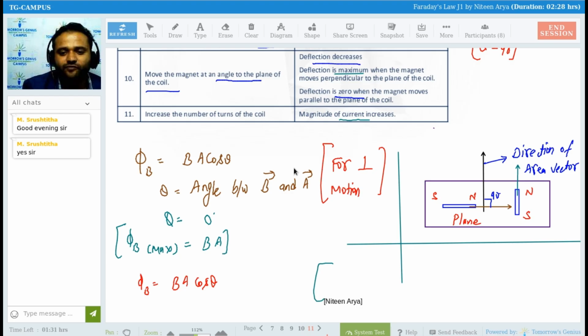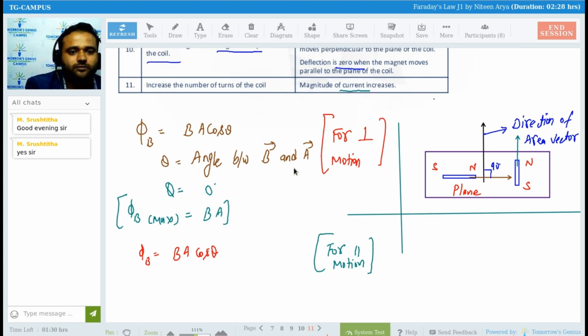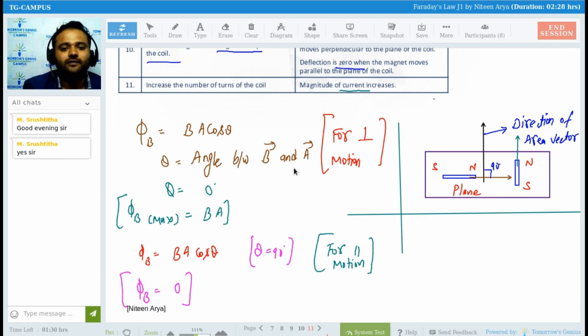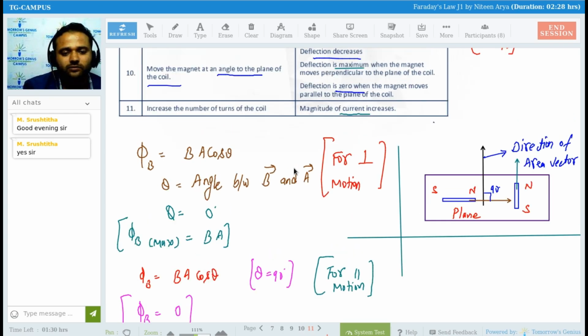Okay, and that is how we write parallel motion. For parallel motion, theta here is going to be 90 degrees. And it is not Q, it is theta. So phi b is 0. Clear? And when phi b is 0, deflection is 0.